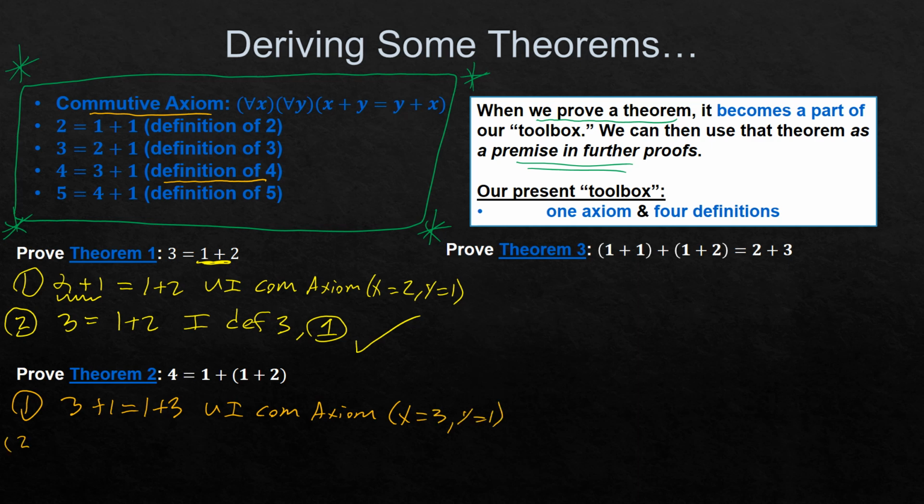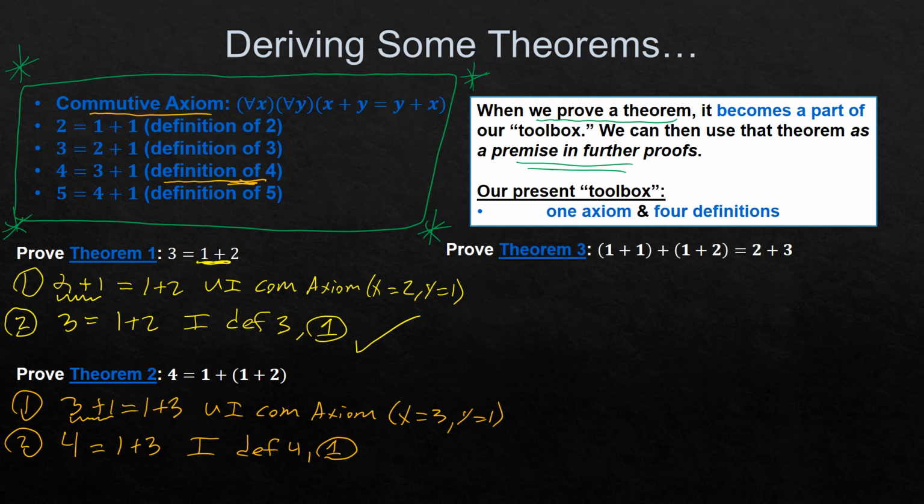For line 2, we can say that 4 is equal to 1 plus 3. Because here we have this 3 plus 1, we know by the definition of 4 that that's identical with 4. So I just substitute 4 in there, and this is just the identity rule with the definition of 4 and with line 1.